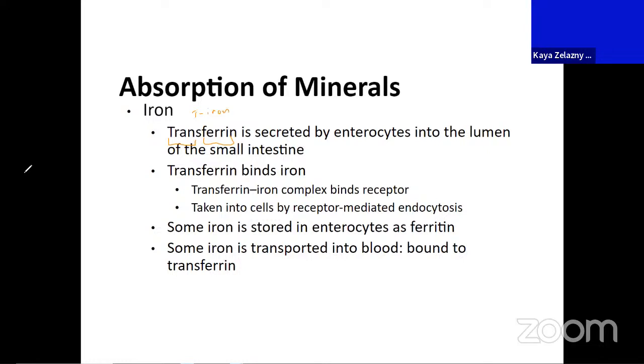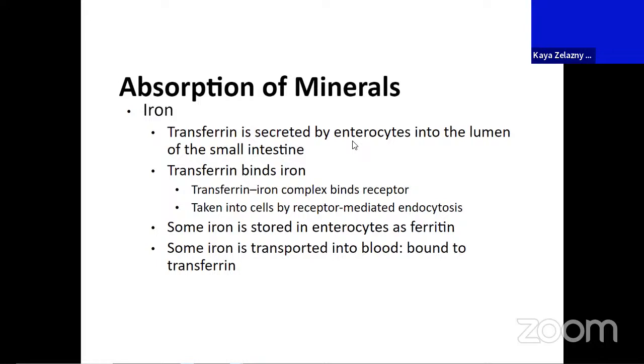Okay, so the transferrin is secreted into the lumen, so into the hollow part of the small intestine, by some of our enterocytes. So those enterocytes are really part of the epithelial lining, the inside of the gut tube, right? Some of them are absorptive cells, some of them are helping us absorb stuff. Other ones are doing other jobs. So the transferrin is being secreted by some of those enterocytes. The transferrin binds to iron, gives us that T iron complex, right? So we have iron and transferrin bound to each other.